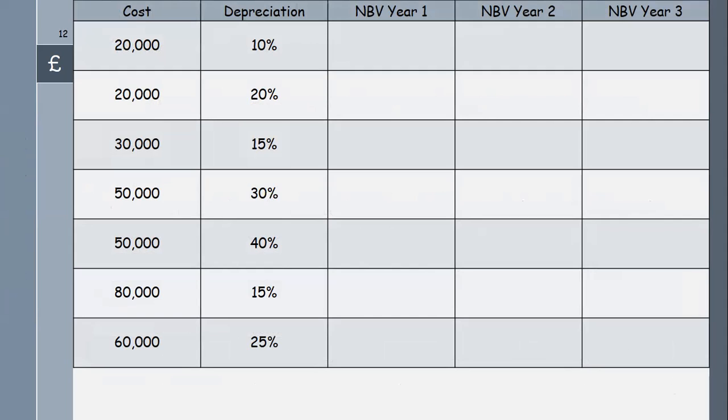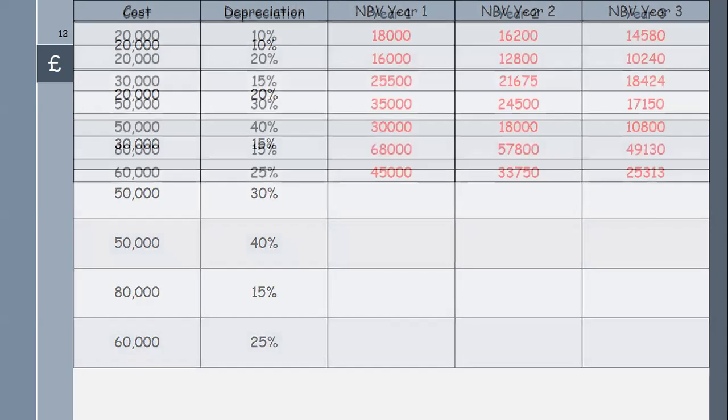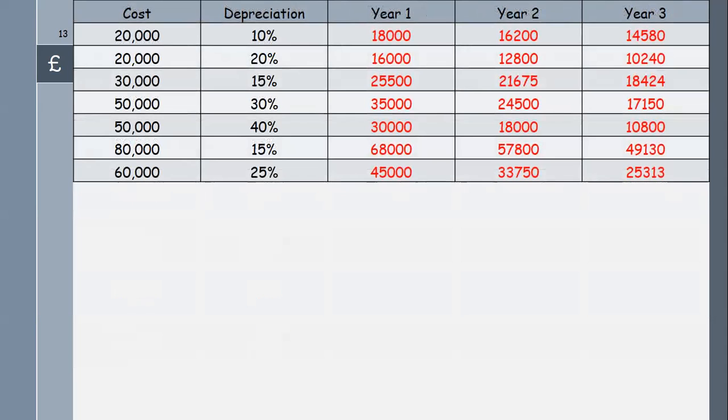And this is one where, for example, you could use the powers. So if the depreciation is 10%, for 1 year, you could do 20,000 times 0.9 to the power 1. For net book value after 2 years, you could do 20,000 times 0.9 to the power 2. That gets you the net book value. It doesn't tell you depreciation, just the net book value. And you should get those numbers.